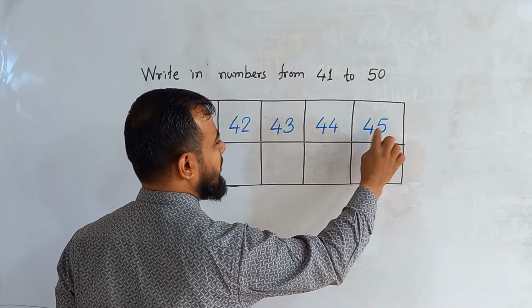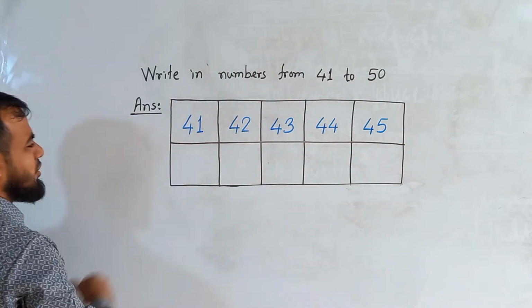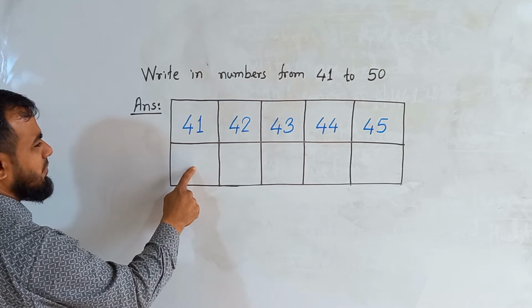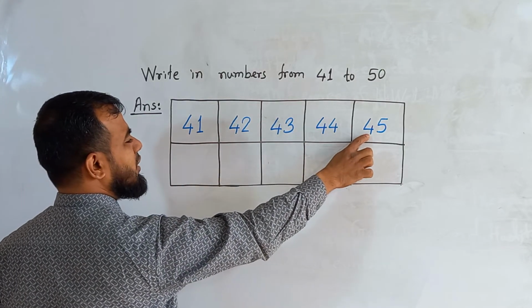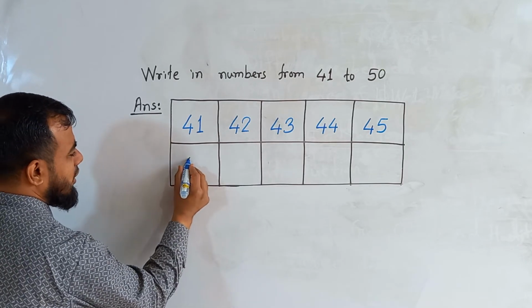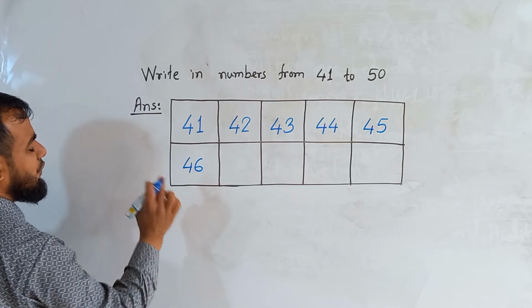After 45, the number which comes is 46. We have no blank space here. So we should write it in the second row, first column, the number 46, which comes immediately after 45. 4 and 6 makes the number 46.